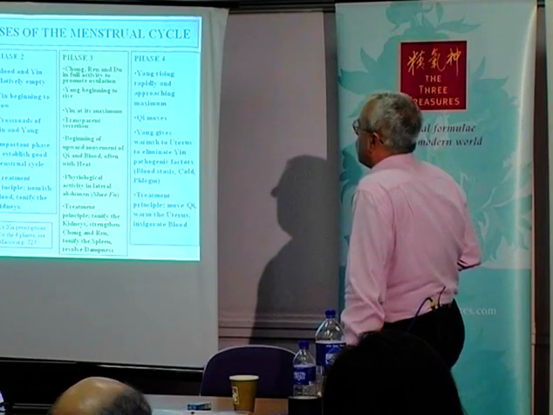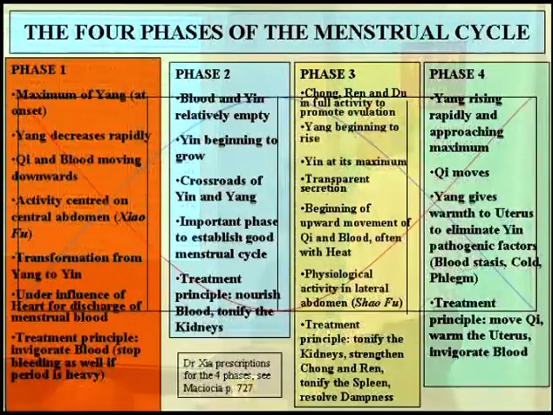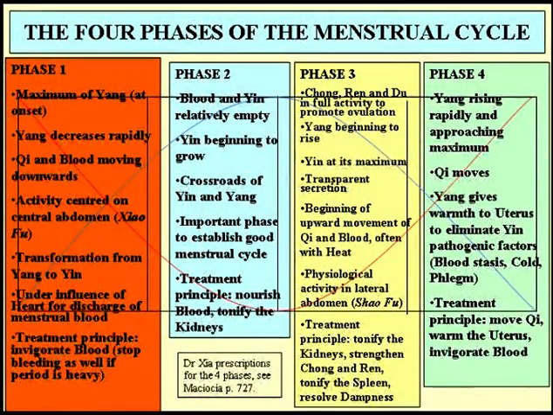Okay. Phase four is premenstrual phase. Yang is rising rapidly. Qi is moving. And that movement of qi prepares the body for the movement of blood in phase one. And this movement of qi is under the influence of the liver. But the rising of yang is also under the influence of the heart. The rising of yang in this phase is important to warm the uterus to eliminate potential yin pathogenic factors such as blood stasis, cold, or phlegm.